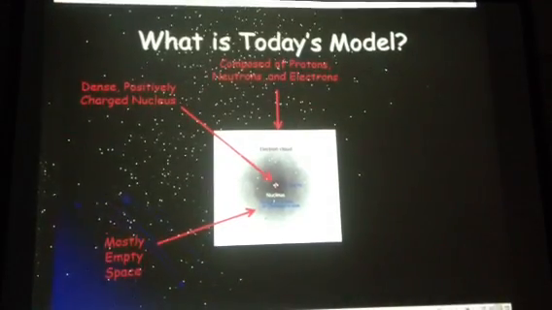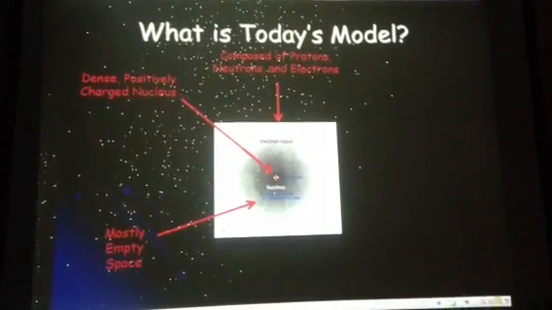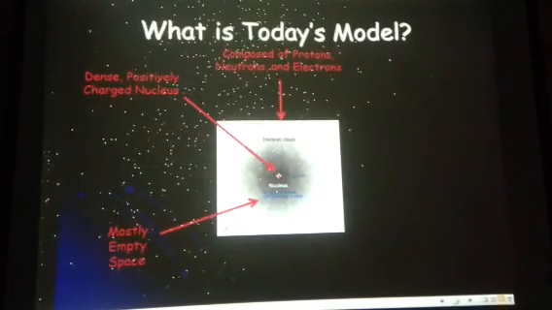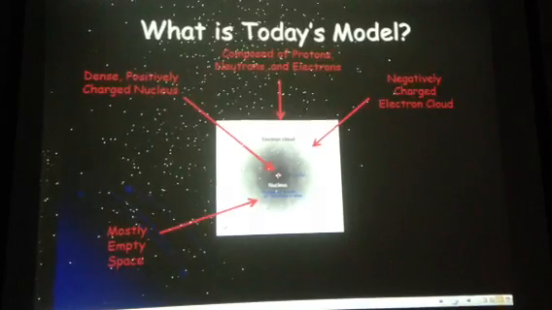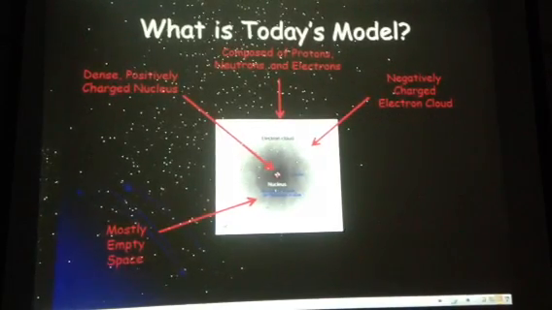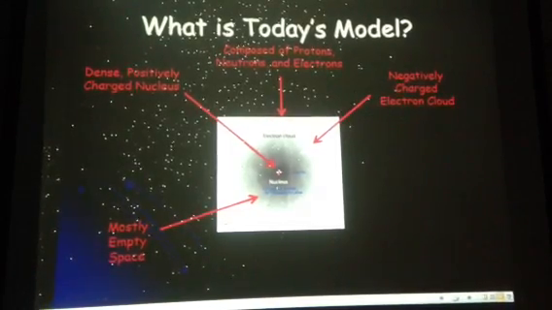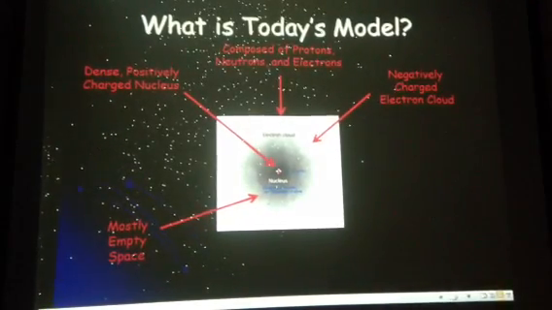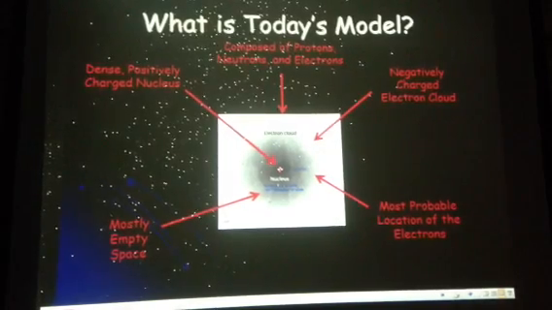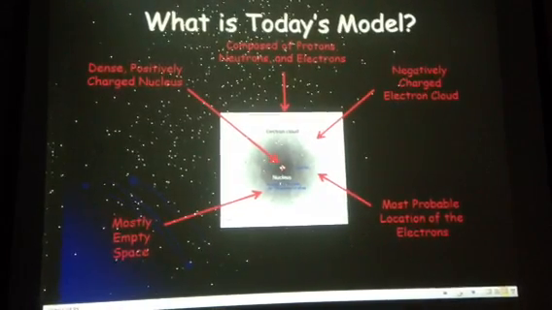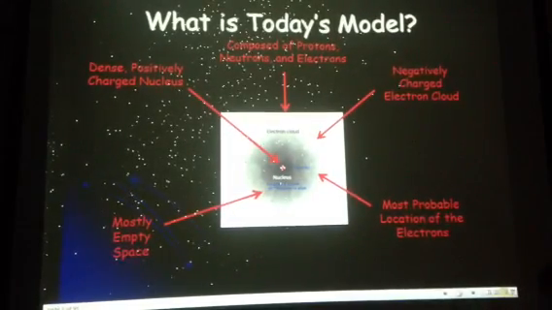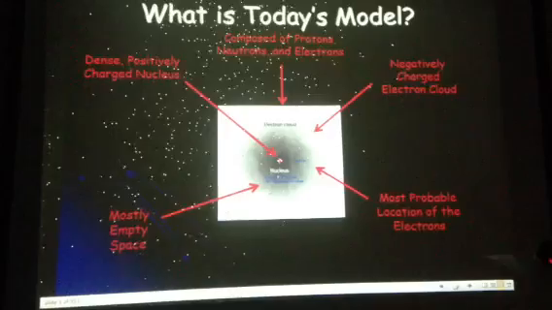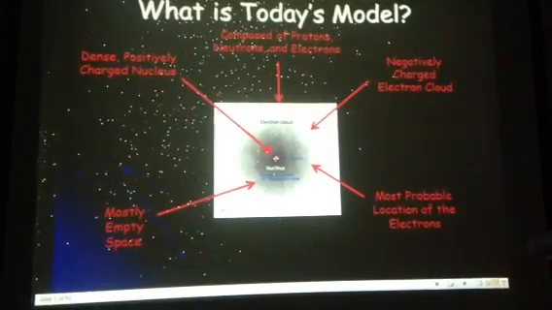Most of the atom is mostly empty space. That's because the electrons are so small that they don't take up a lot of the space in the atom. And the electrons are not in the nucleus, they're mostly around the nucleus. The negatively charged electron cloud, it's negative because electrons are negative themselves. We call it a cloud because we're not really sure where the electrons are located. It's kind of our best guess. Most probable location of the electrons is in the electron cloud. So, like I was saying, electrons are really small, they're really fast, and really hard to trace. So, we're not really sure where they are, but we kind of have a structure for where they are, and we're going to talk more about that later this week.